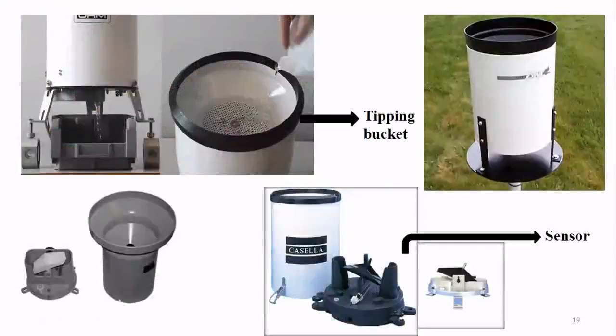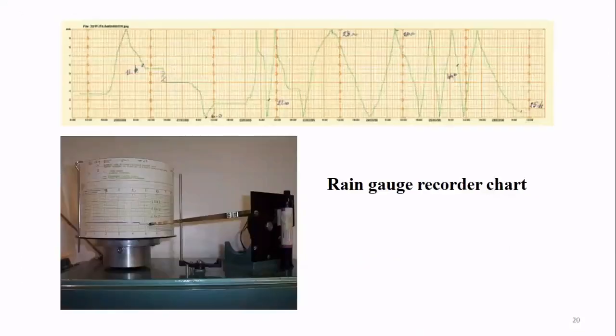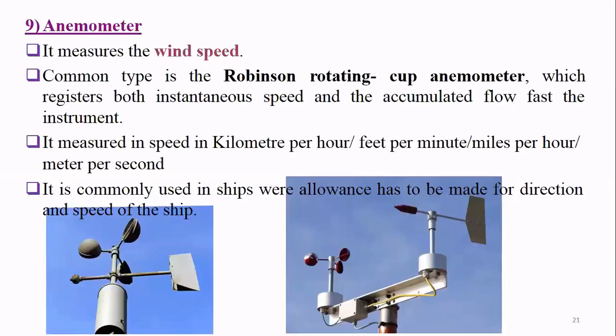Then this is a digital method. You just need to identify this picture. If it is displayed in a spot, you can easily identify that it is a rain gauge. Then the rain gauge recorder, similar to the thermograph, gives the graph format.